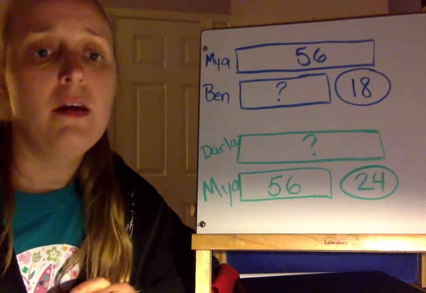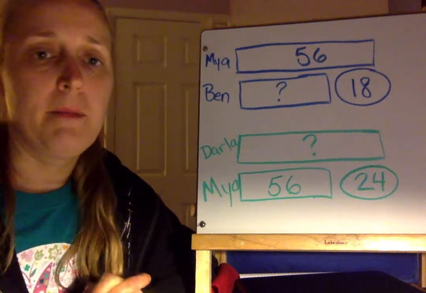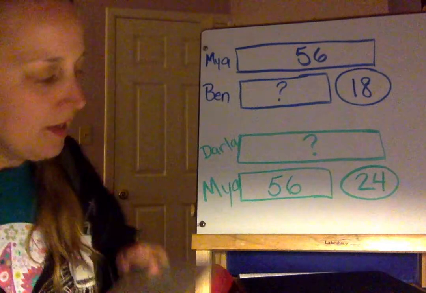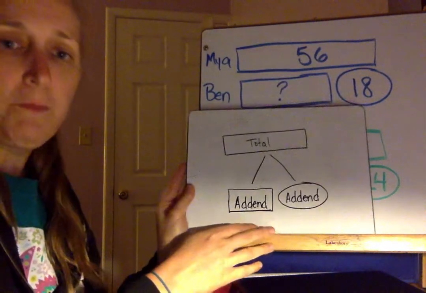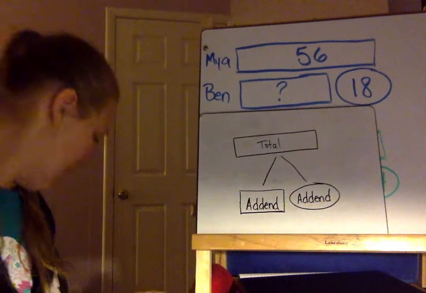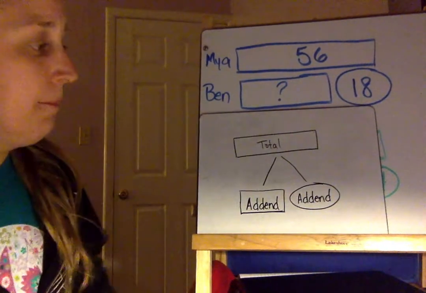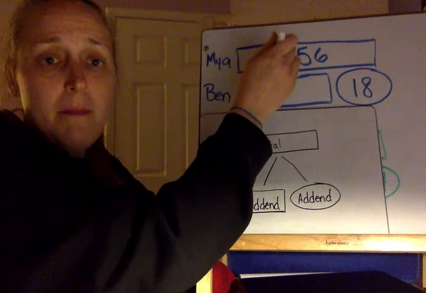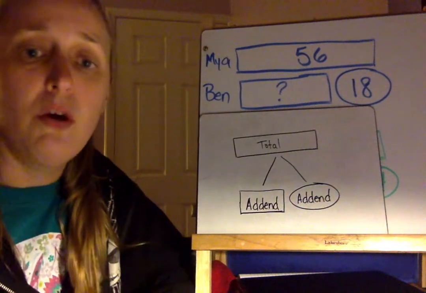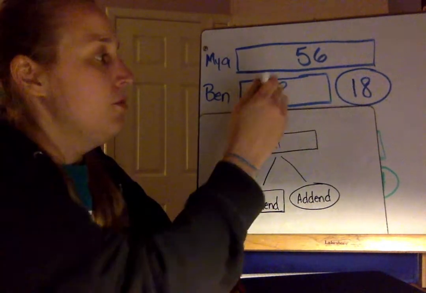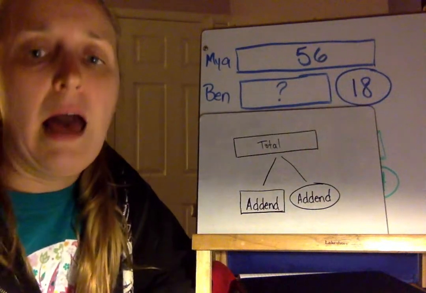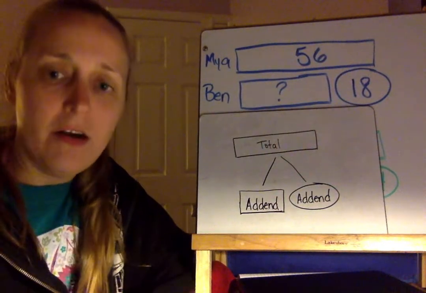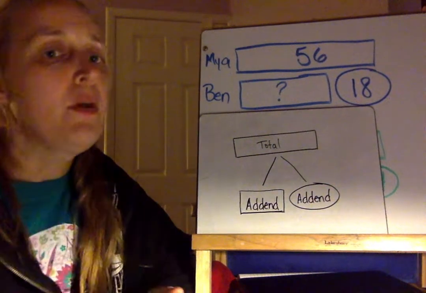remind you that when you're looking at a comparison bar, the best way to think about it is to think about it as a math mountain. So if we think about it as a math mountain, obviously the number up at the top is our total, and then the two smaller numbers, the two numbers down below, are our add-ins. So we would add our add-ins to get our total.